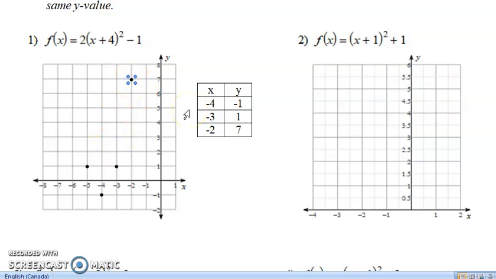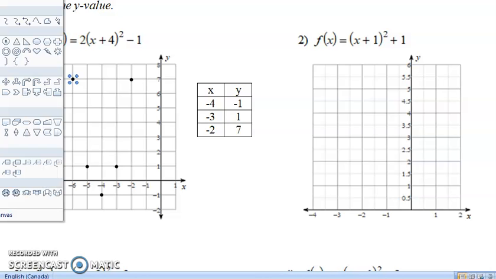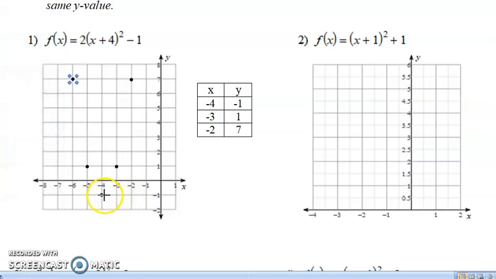And the same thing is true for this point here. This was 2 to the right. If I move 2 to the left of the vertex, I'll end up at the same height as well. So this will also be at +7. And if I had plugged in -6, -6 plus 4 is -2. -2 squared is 4. 4 times 2 is 8. And 8 minus 1 is 7. It works.